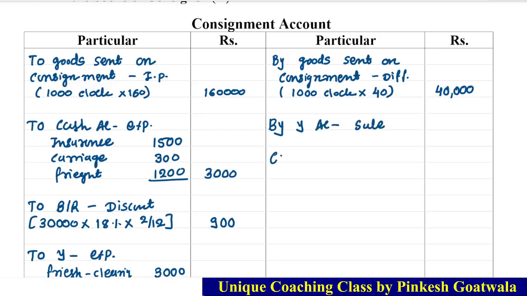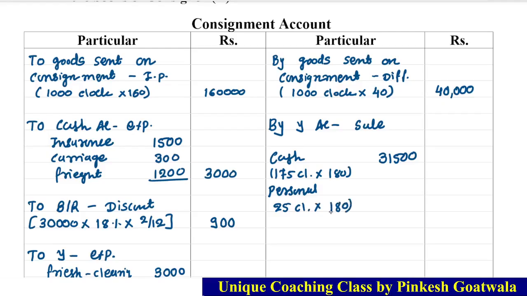First of all, we have to give all entries separately. First of all, cash sale. In short we should write only cash. So cash sale is 175 clocks, each at 180. 175 into 180, so 31,500. Then personal use, there are 25 clocks, each at 180. 25 into 180, so 4,500.